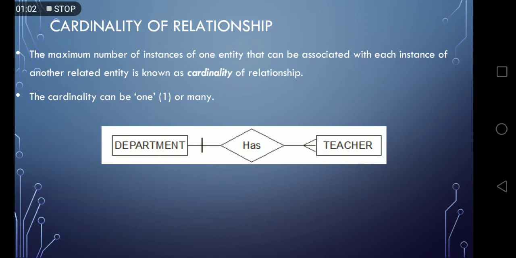The cardinality many indicates multiple instances of an entity. It is denoted by a crow's foot symbol. For example, a student may have many teachers. On the other hand, a teacher belongs to only one department.